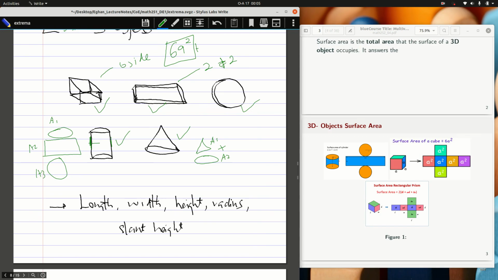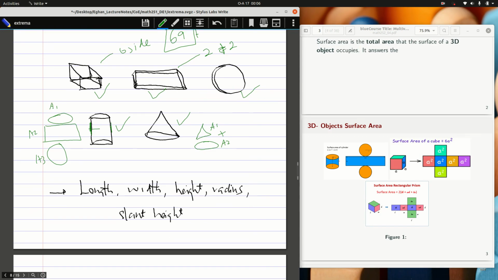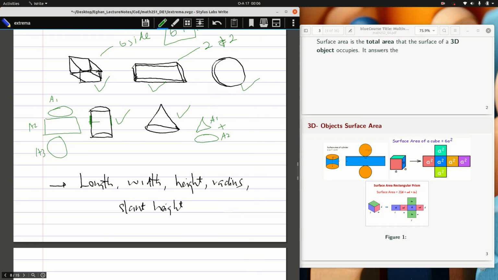Most of what you'll come across involves finding the length, the width, the height, the radius, because we have spheres and circles, and then the slant height, like with the cone.